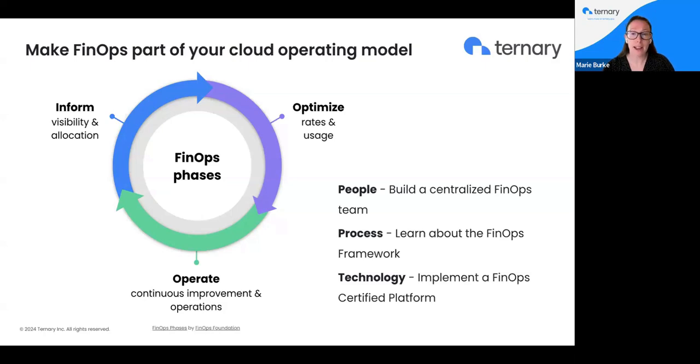As a practitioner, you may implement some of these capabilities directly. You may work with various tools. And as a partner, you can build services around some of these FinOps framework capabilities and key principles.